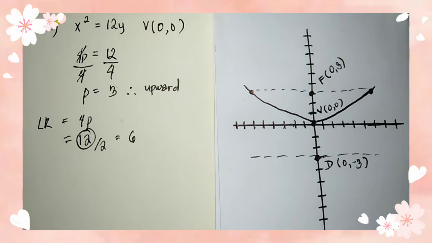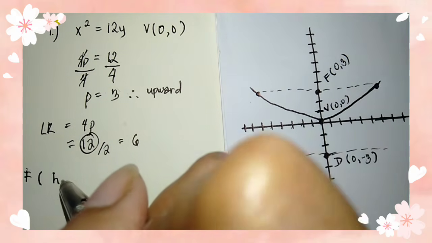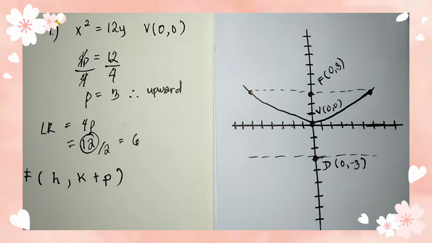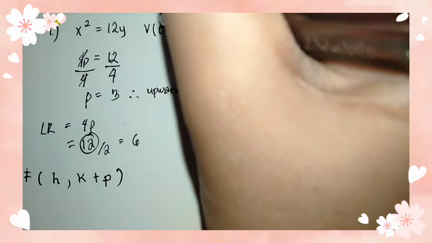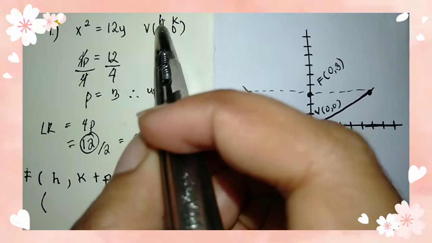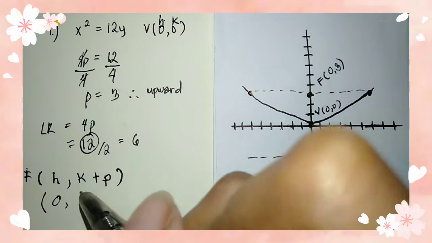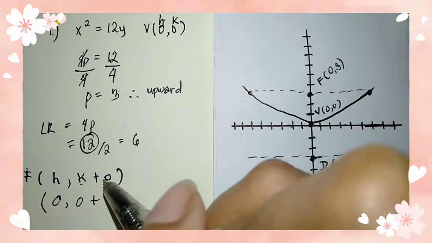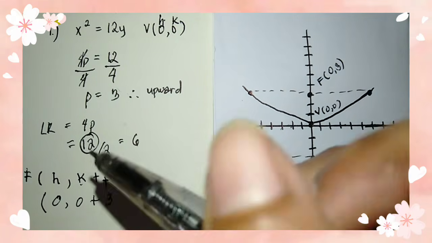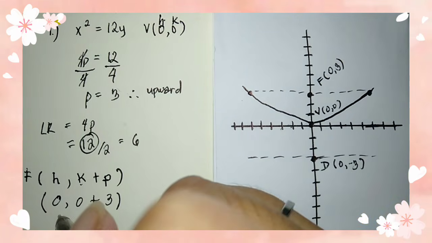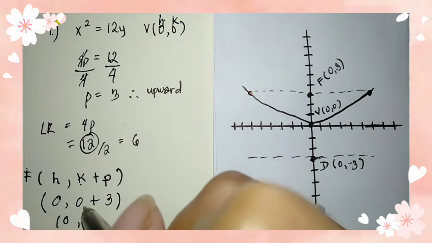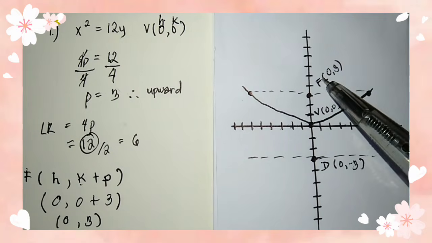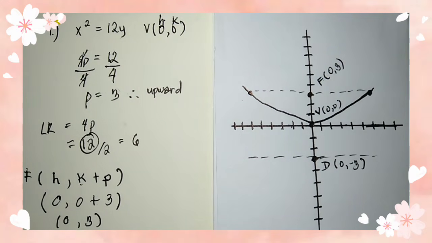So, the formula for our focus is h and k plus p. Remember, our vertex is h and k. So, our h is 0, and our k is 0 again, plus our p is 3. Alright. Therefore, our focus is 0, and 0 plus 3 is 3. So, take a look at this. 0 and 3. Tama ba yung nakuha natin?